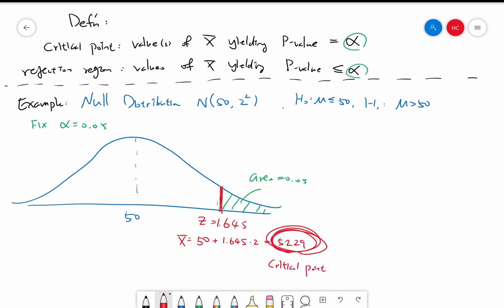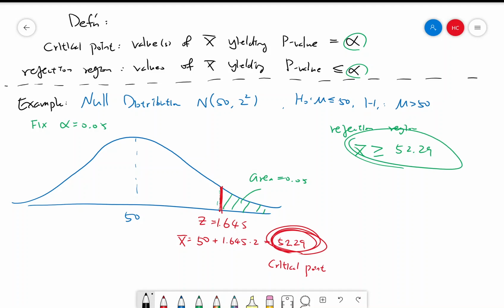And the rejection region, you don't have to do any new calculation. The green region, including the boundary, is the rejection region. So the rejection region is x bar greater than or equal to 52.29. So this is our rejection region.